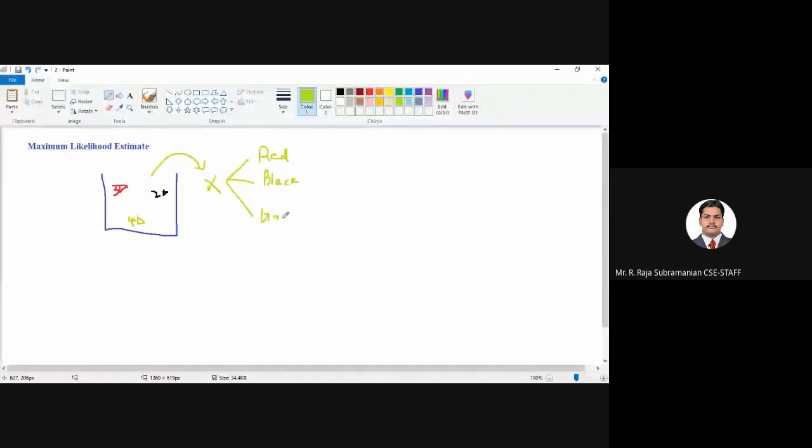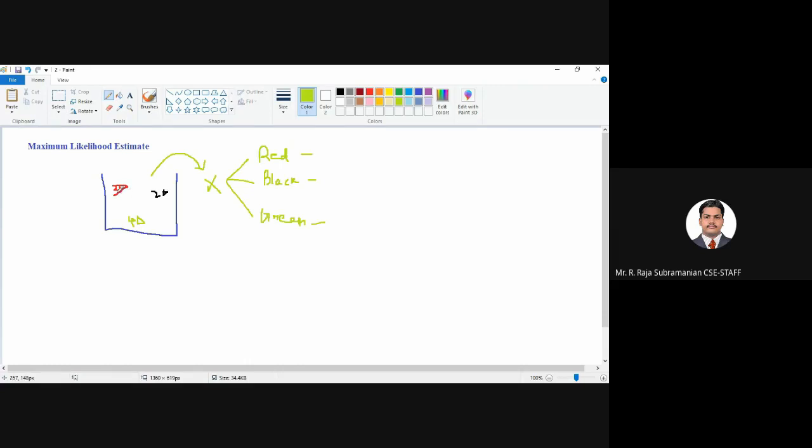I have a box full of balls, and if I take any random ball from that box, I should see what the color of that particular ball is. So what will be the estimate from this? What is the total number of balls? 3 plus 2 is 5, 5 plus 4 is 9. Of these 9 balls, 3 balls are red.